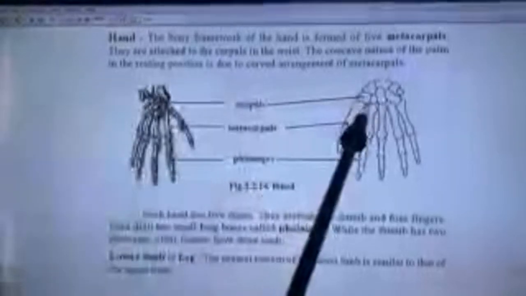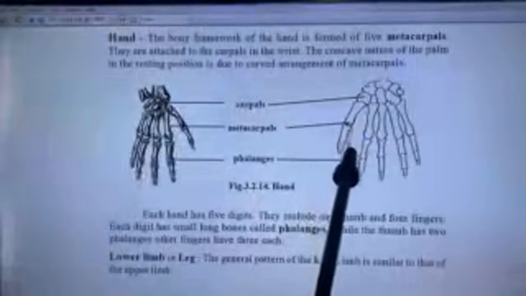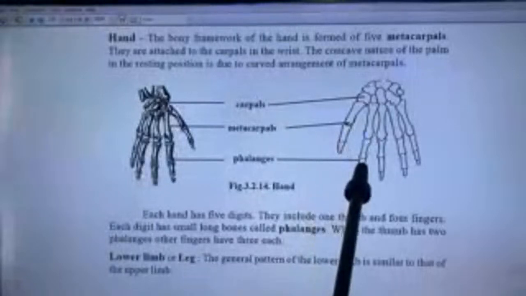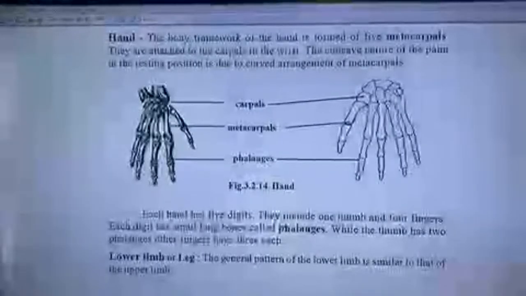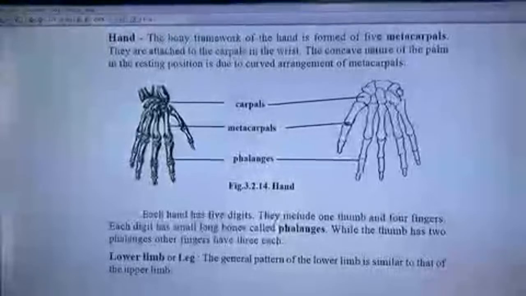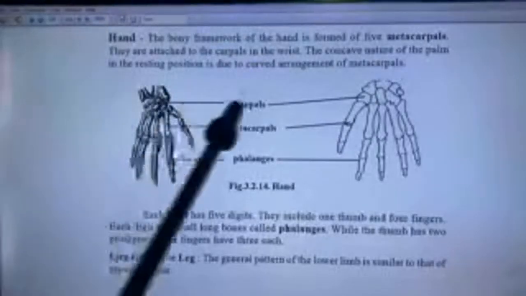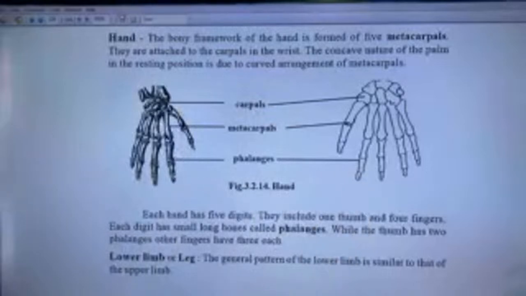Carpals, metacarpals, phalanges. Each hand has 5 digits. They include one thumb and 4 fingers. Each digit has small long bones called phalanges. While the thumb has 2 phalanges, the other fingers have 3 each.